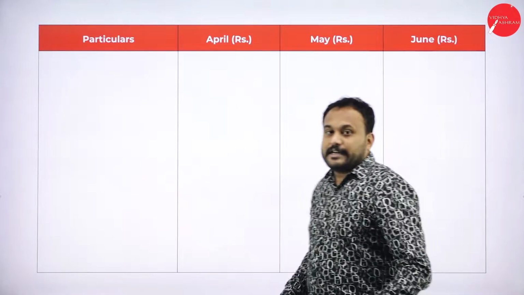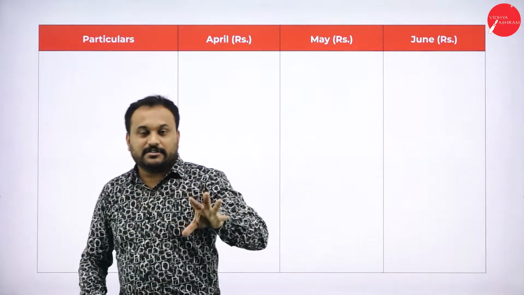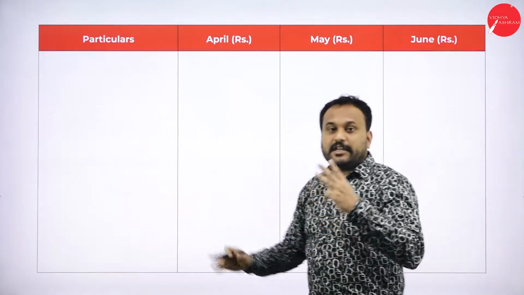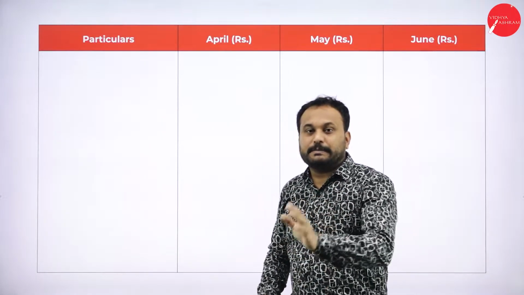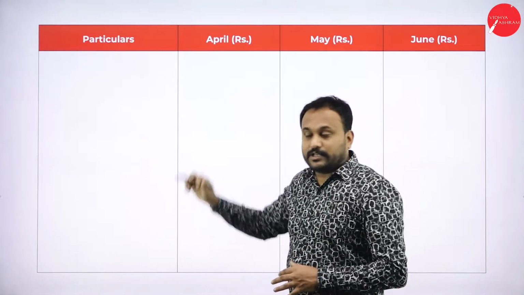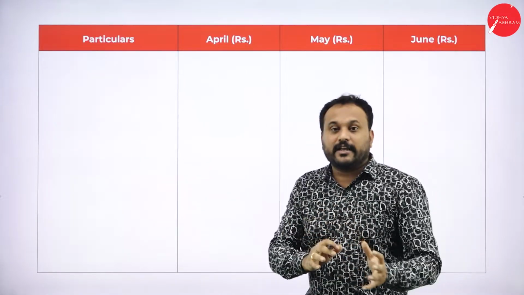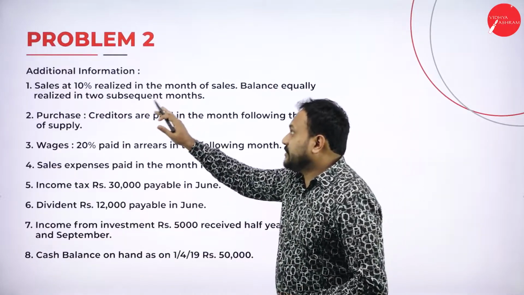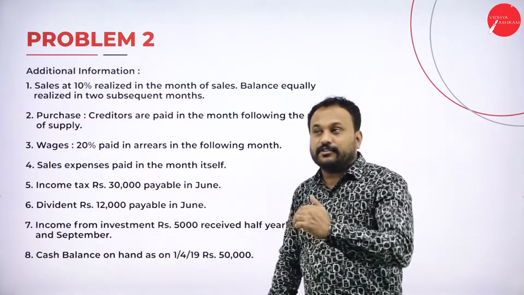We'll write the things on the basis of what we are supposed to calculate. First one is particulars. There are 3 months which I am supposed to prepare: April, May, June. Now I need to write rupees in each column. The reason is whatever amount I'll be writing, it is all in Indian rupees. So we'll go with the next part of the question, that is additional information. That is a continuity of the question.